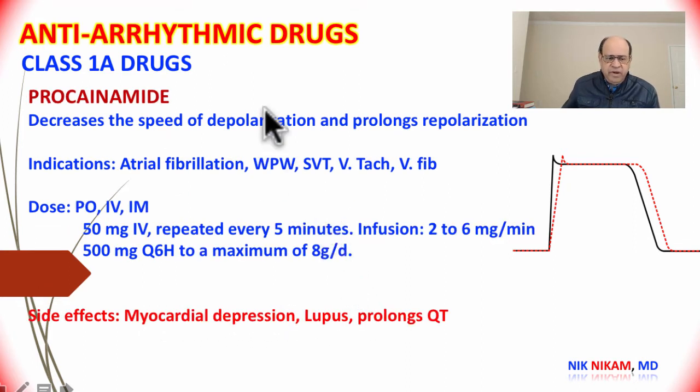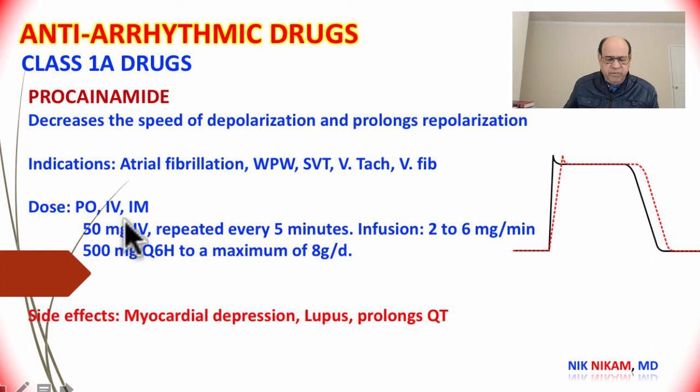The next drug in the class 1A category is Procainamide, which decreases the speed of depolarization, which is phase 0, and prolongs repolarization, and that is phase 3. It is indicated in patients with atrial fibrillation, not very often, unless you are dealing with a patient with Wolff-Parkinson-White, or WPW syndrome, with atrial fibrillation and rapid ventricular response, where it blocks the accessory pathway.